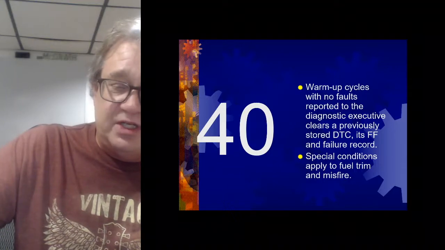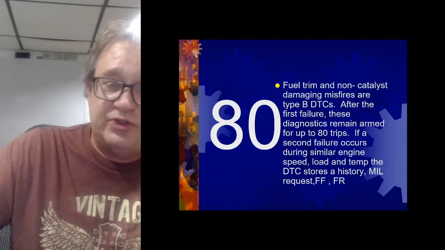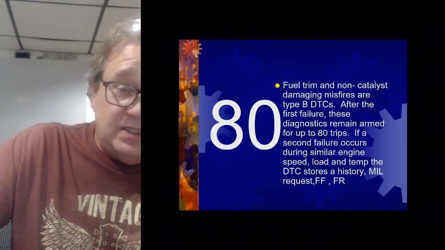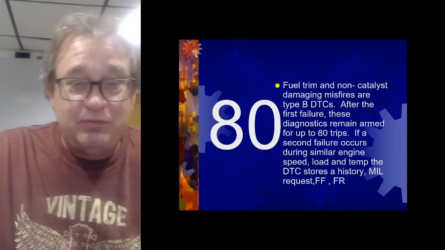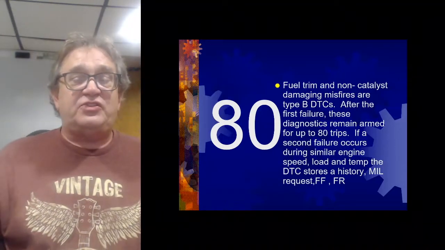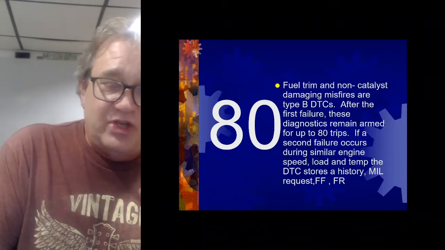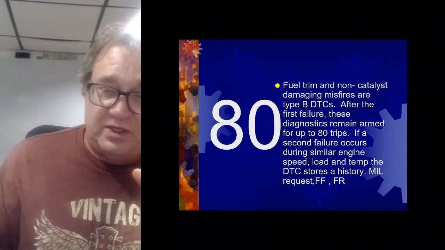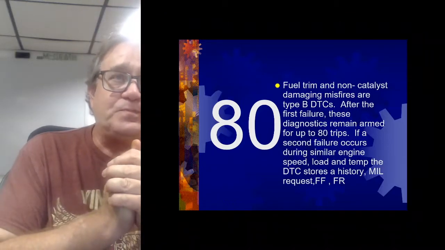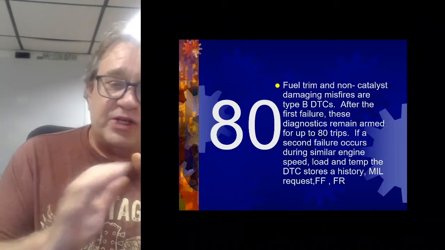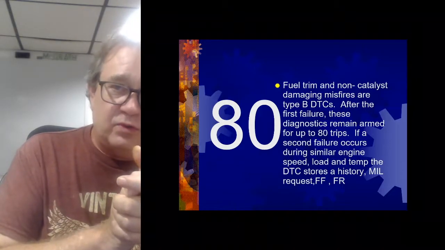40 warm-up cycles will clear out the DTC. It'll take it out of history. It'll kill the freeze frames. It'll kill everything. Now, some special conditions apply to fuel trims and misfires. These go to 80. Okay? Cat damaging misfires are type A DTC, but it'll hold tight on that type B. One pass. It'll hold that information for 80 trips, okay?